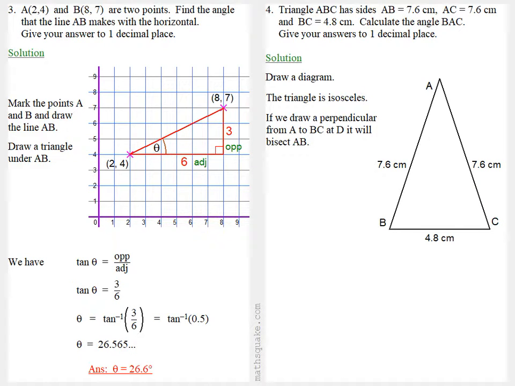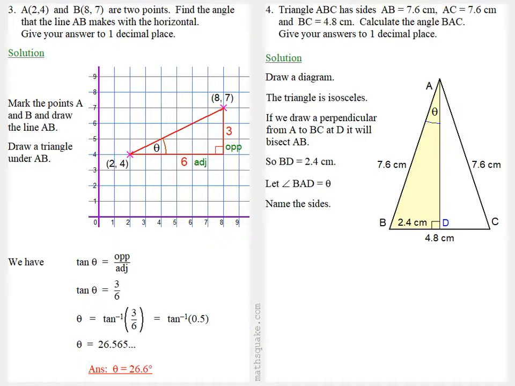So, if we draw a perpendicular from A to the side BC, meeting it at D, this will bisect the angle BAC. So the length BD is equal to 2.4 centimetres. And we can look at the triangle ABD. Let the angle BAD be theta, and we need to name the sides of this triangle.